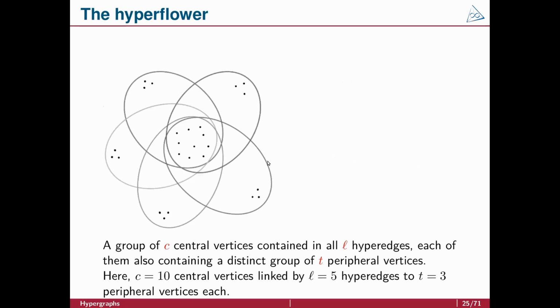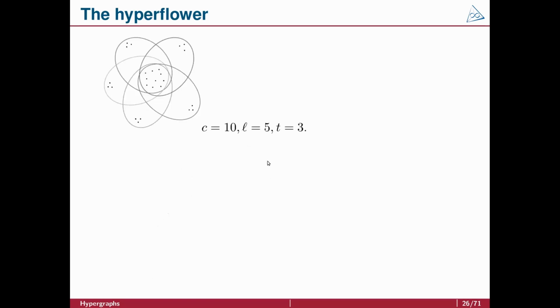So let's evaluate that on the hyperflower here, our standard example. Let's recall it. We have a group of central vertices, 10 in this case, and we have a couple of hyperedges, 5 in this example, and each of them contains a distinct group of 3 peripheral vertices. So what are the eigenvalues here?